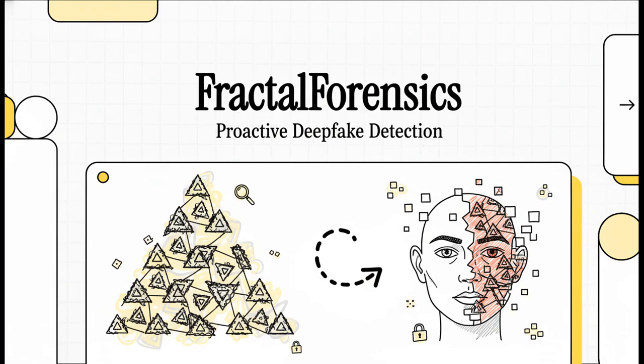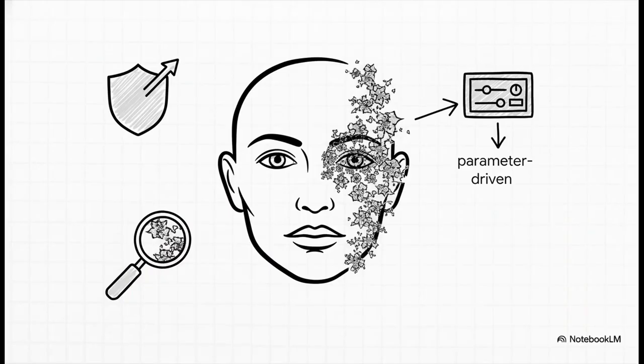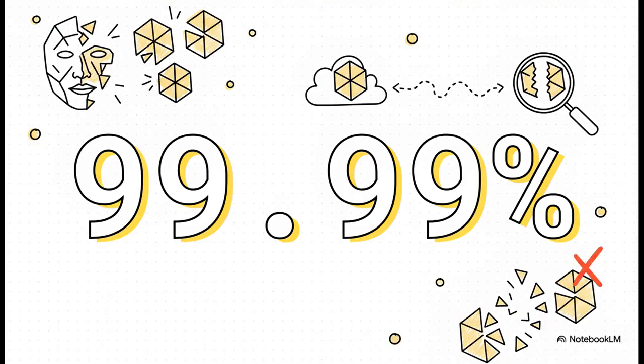FractalForensics, proactive deepfake detection and localization via fractal watermarks. This paper introduces a system for proactive deepfake detection. It embeds a parameter-driven, semi-fragile fractal watermark into an image before it's distributed. The watermark is designed to be damaged by deepfake manipulations, but not by common image operations. For detection, the method reports an average AUC score of 99.99%.